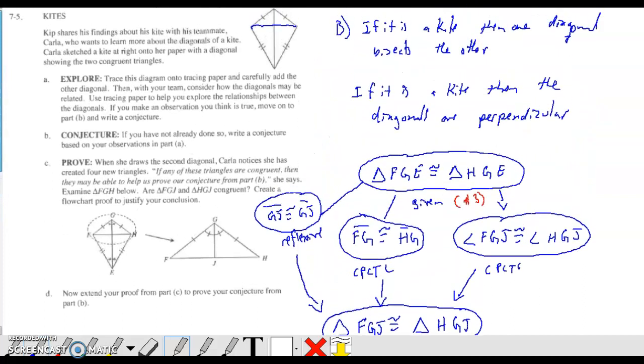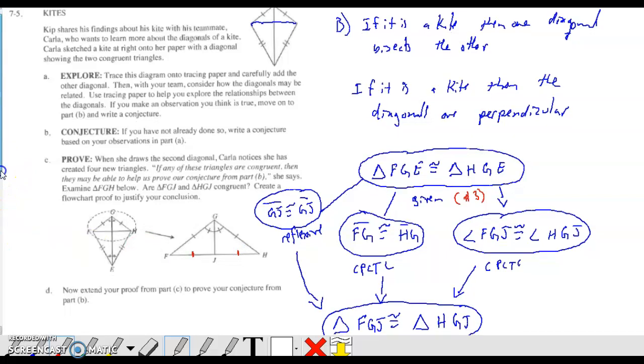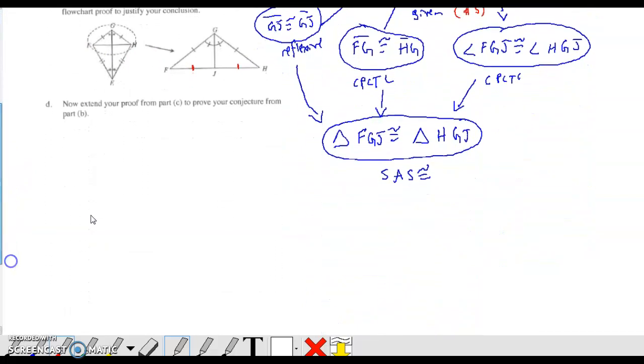Now, let's go back and figure out which one we're going to prove. So let's prove that in the kite, one of the diagonals bisects the other. So basically what we're saying is that this side is going to be congruent to that side. So based off of this information, I get to say that FJ is congruent to HJ. And I get to say that because of CPCTC, or corresponding parts of congruent triangles are congruent.